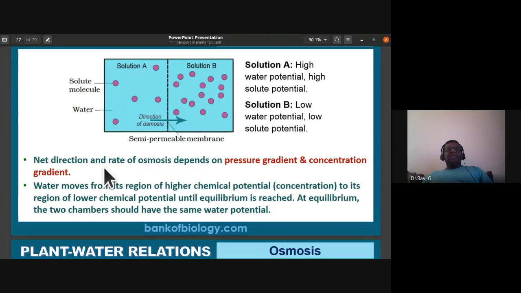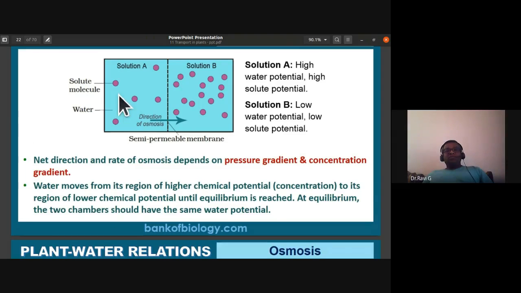So the net direction and rate of osmosis depend on the pressure gradient and concentration gradient. The more the concentration gradient, the faster is the rate of osmosis. These two determine the net direction and rate of osmosis: in which direction osmosis should take place and what should be the speed of osmosis. It is determined by these two components, pressure gradient and concentration gradient.